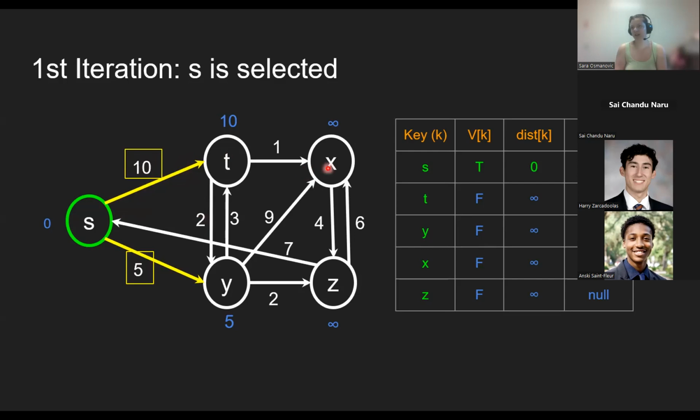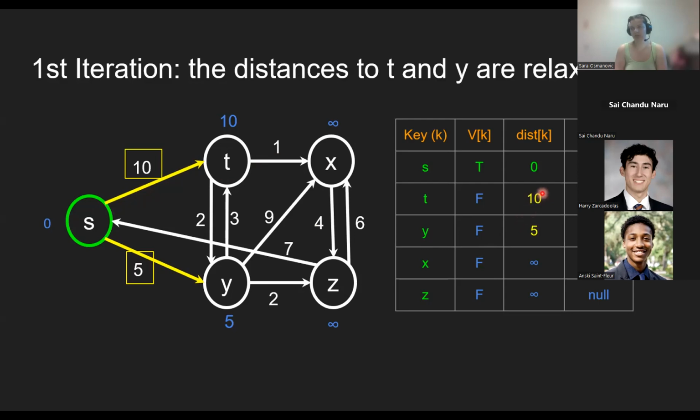So we put these values into our table. S connects to T, so we put the distance to T as 10 and the predecessor of T to be S. And S also connects to Y, so we put the distance to Y to be 5 and the predecessor to be S. Between these two, because this is a greedy algorithm, we will choose Y to visit, because at each step we choose the best outcome. 5 is smaller than 10, so Y has a smaller distance from S, so we will choose that one.